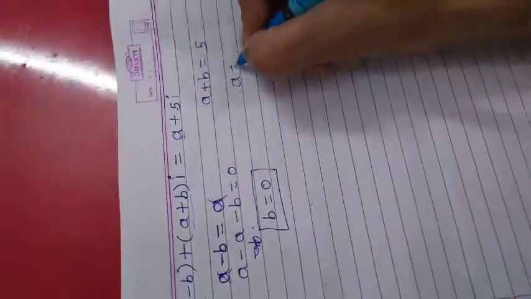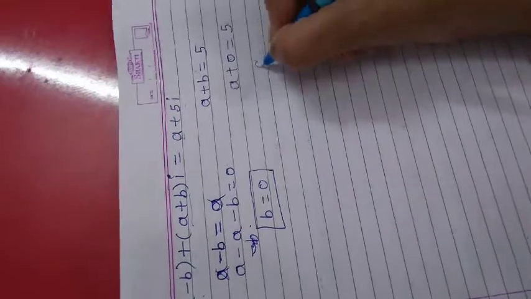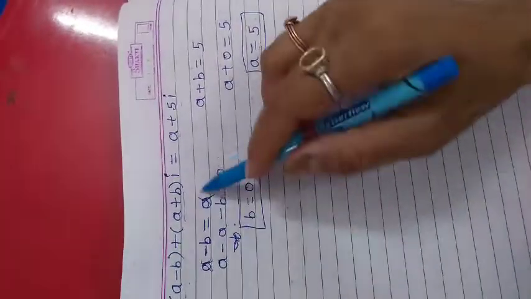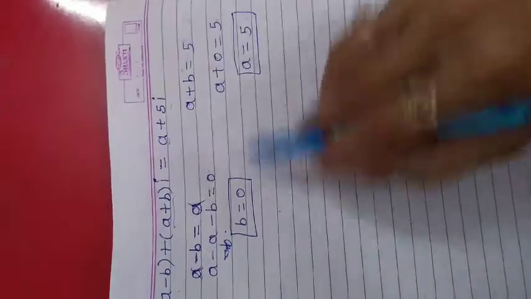Now this is A plus 0 is equal to 5. So A is equal to 5. So in this way you can write, or otherwise by direct cancellation, B is equal to 0. So this is the value for B and A.